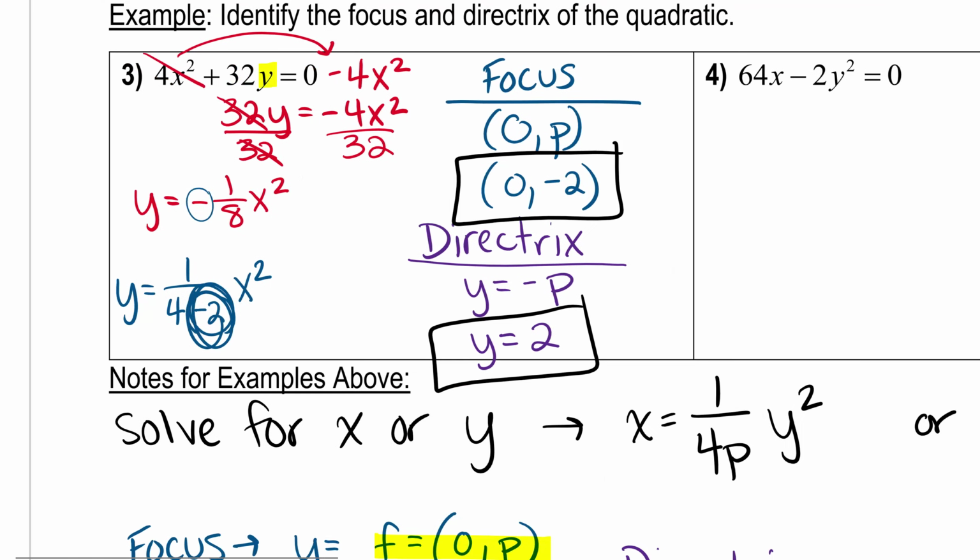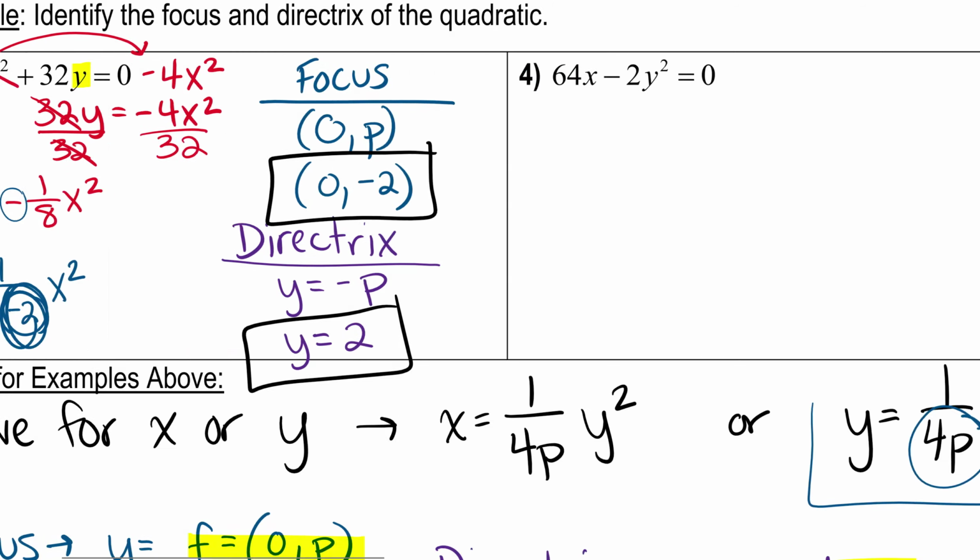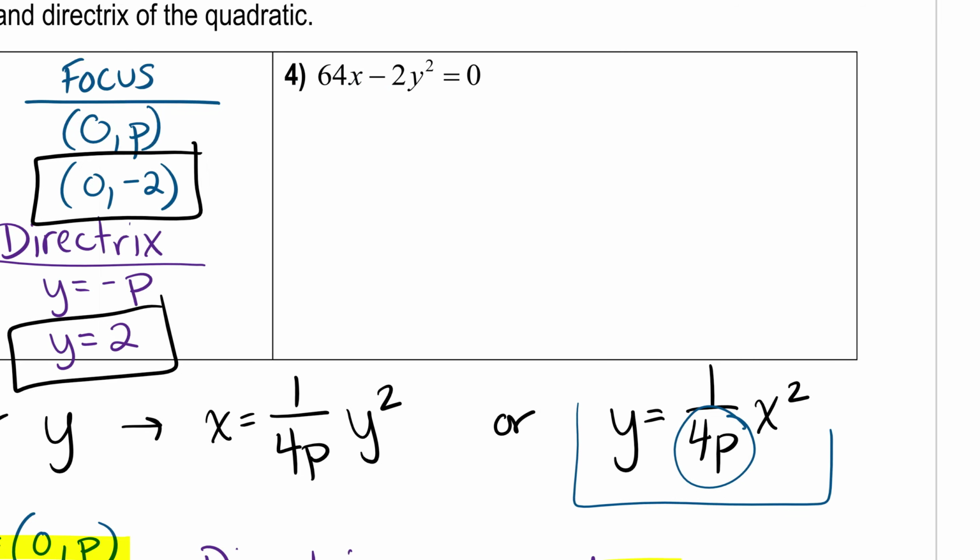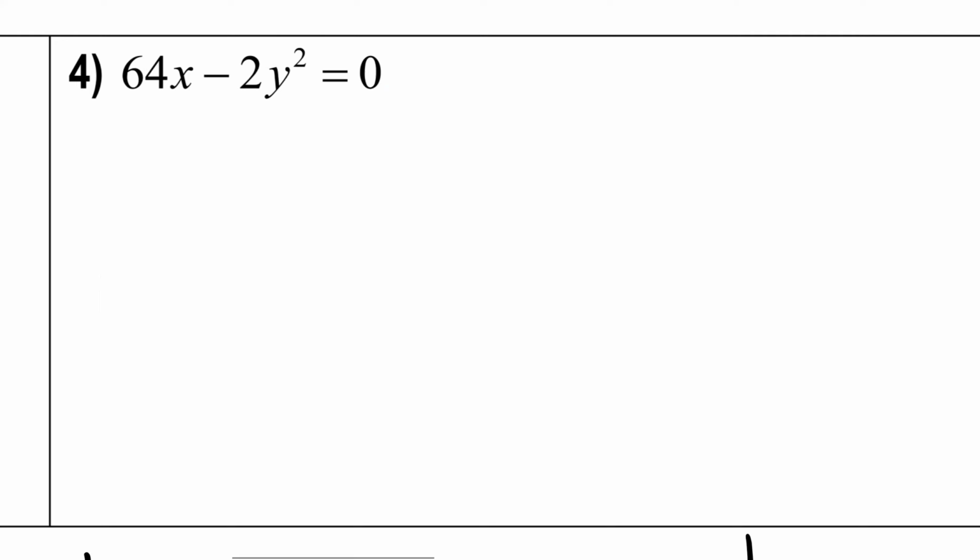So I solve for x or y, figure out what my number is for p, so it's 4 times something, and then I can have my focus and my directrix. So again, with practice, this gets very quick. It doesn't take too long. So let's look at number 4. Notice I want to solve for x now.